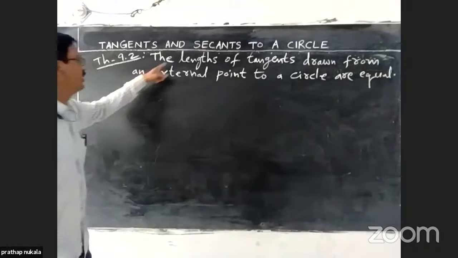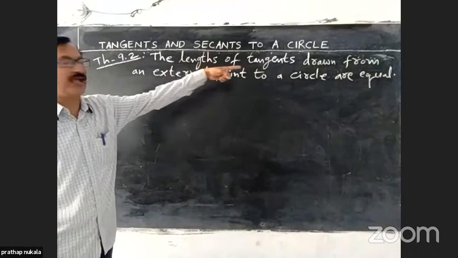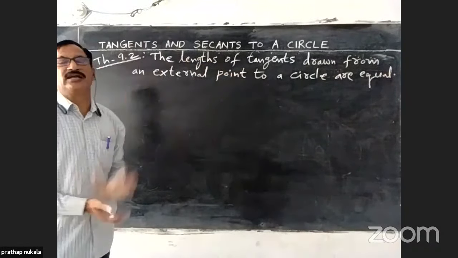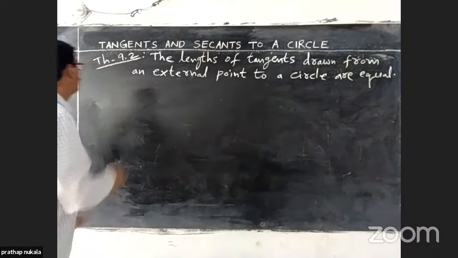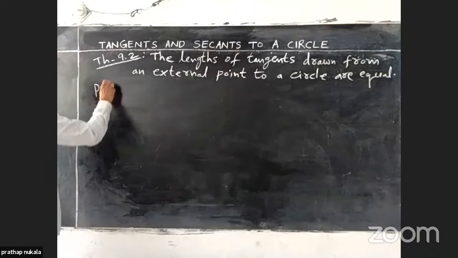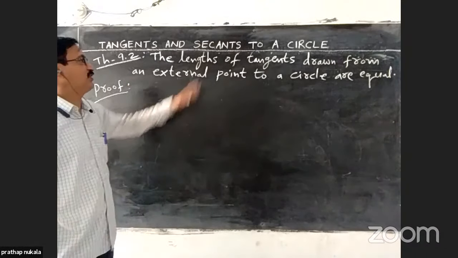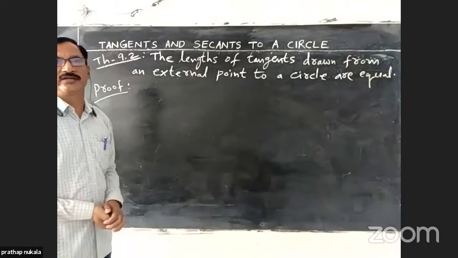I am reading the statement. The lengths of tangents drawn from an external point to a circle are equal. Okay. Proof. Note down the proof. For this purpose, first draw a circle.